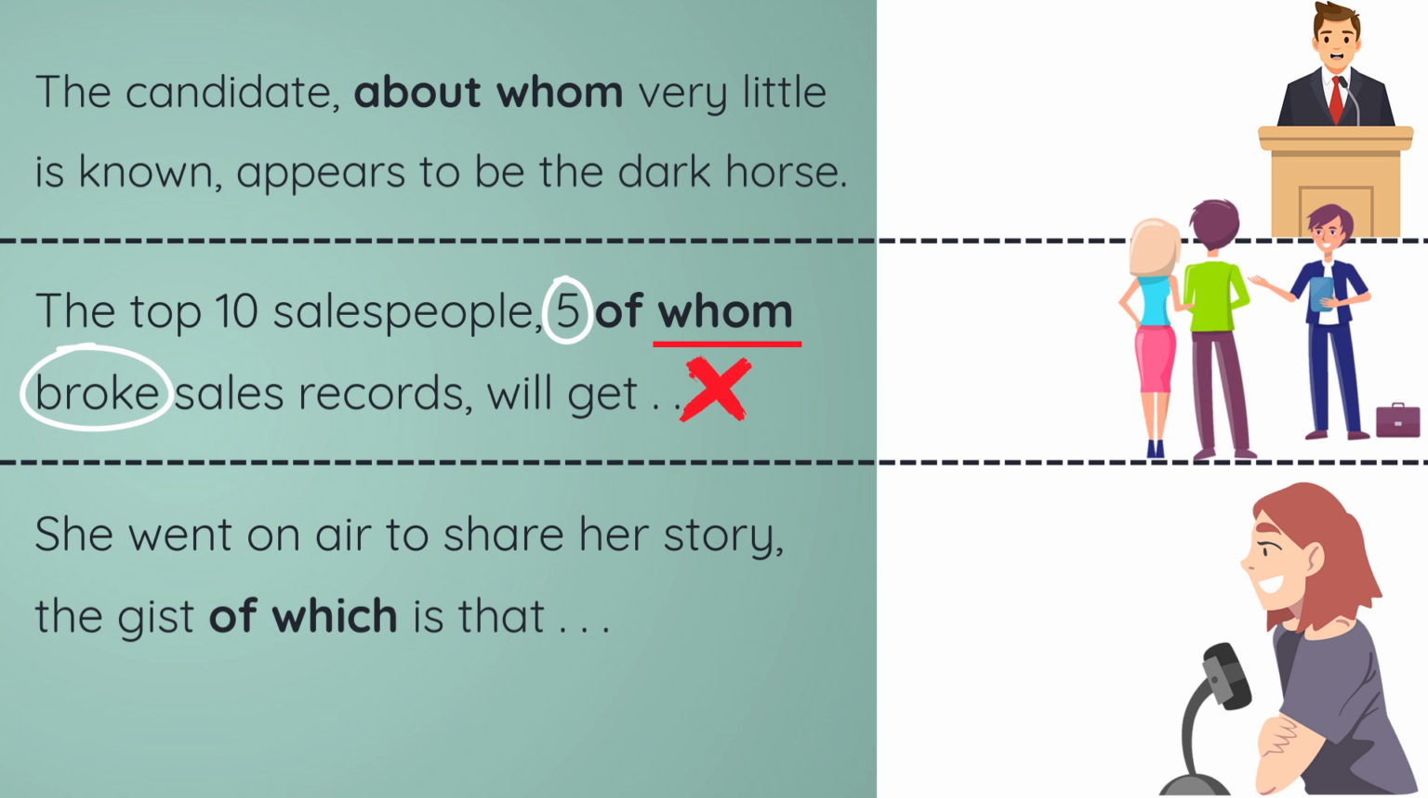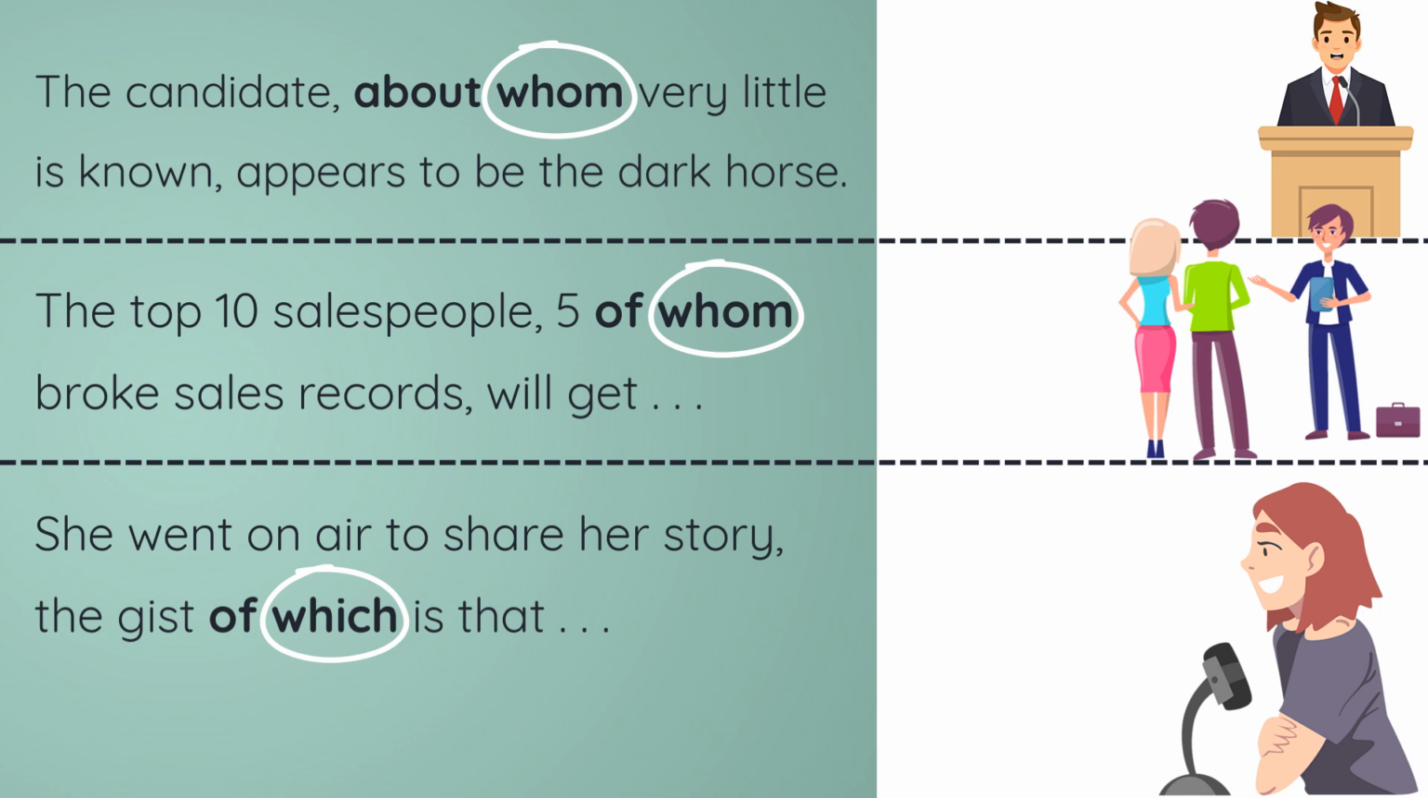It's very important to remember that when you're using a preposition in the adjective clause, it's always going to be the object pronoun. Whom, which, not that, not who. Those are subjects.